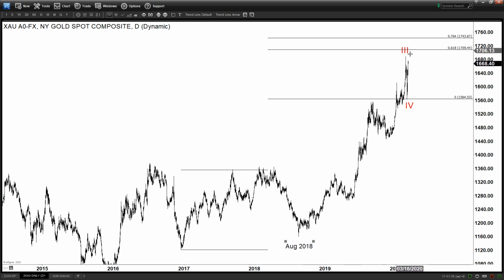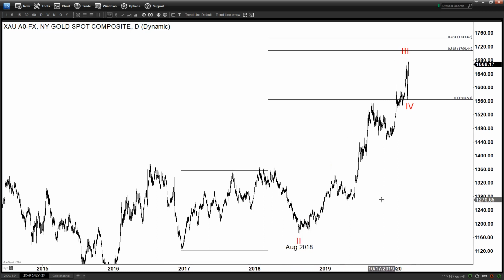So if this is the 3 in the cycle degree, we're talking about 2 here, right? From August 2018. So we got a 5 waves up from there, ending with 3. Now the problem with this, there's still a problem: if this is the 2, then this has got to be a 1 somewhere here, right?